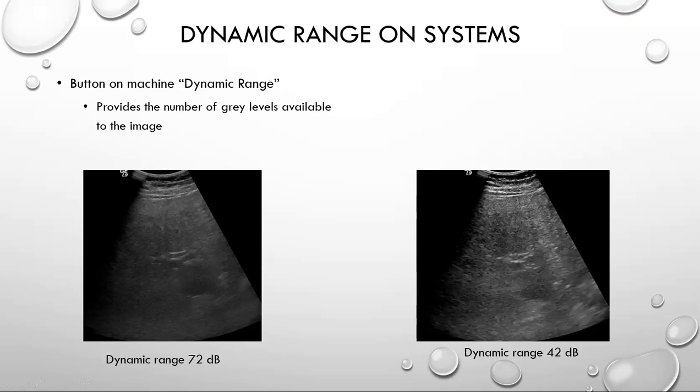Most systems have a button on them that says dynamic range. And this is going to provide the number of grayscale levels that are available to the image. On our left here we see a really nasty looking liver, which has a dynamic range of 72 decibels. On the right, the only difference between these two pictures is I've taken the dynamic range button and turned it down to 42. So these are exactly the same images. It's just the right one has been post-processed so that the dynamic range is now 42 decibels instead of 72. And you can see that there are fewer levels of gray available to our display when we turn down our dynamic range like that.